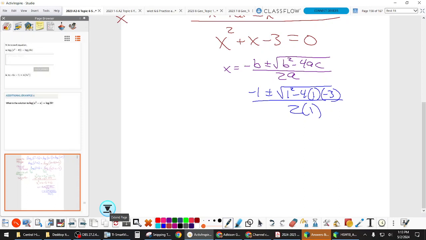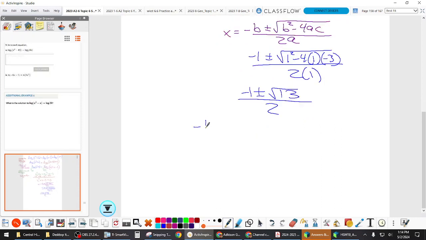Again, take it in steps. I would be careful trying to enter that whole thing in the calculator. So it's 1, obviously, and then what happens with the 4, the 1, and the 3? What does that become? 12, positive 12. So this whole thing becomes 13 inside, over 2. How many answers does that represent? 2. That represents 2. What are they, written out?